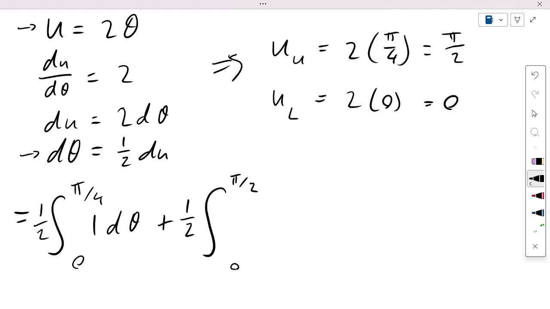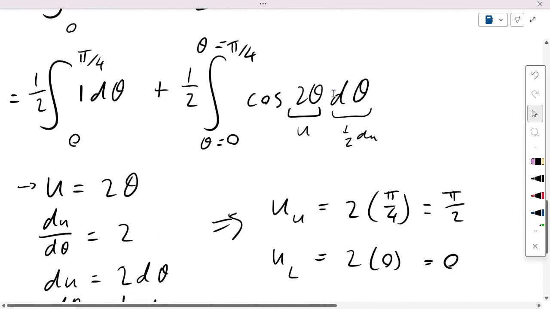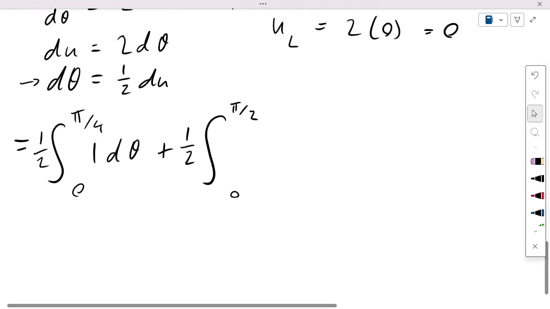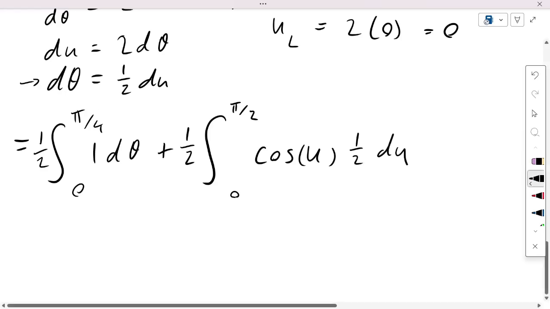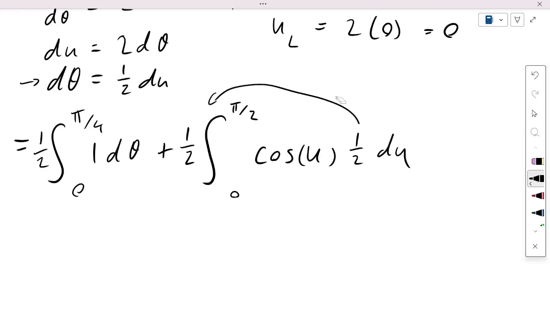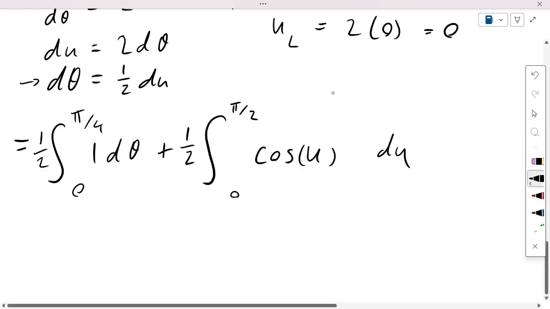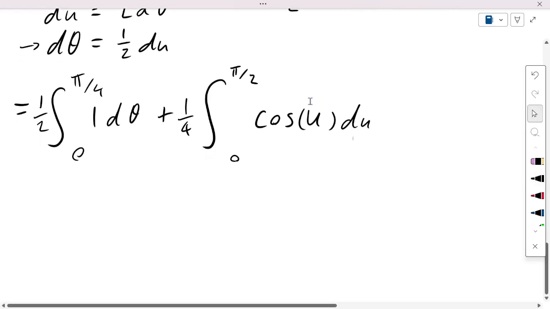Okay, now we need to do our substitutions again. So we're substituting 2 theta with u, so it's cosine of u. And remember, we have a half du. But what I want to do is take this outside, because remember, you can do that since it's being multiplied. So it's going to be half times a half, which is equal to a quarter. So this is with respect to u. Great, now we can integrate them perfectly.